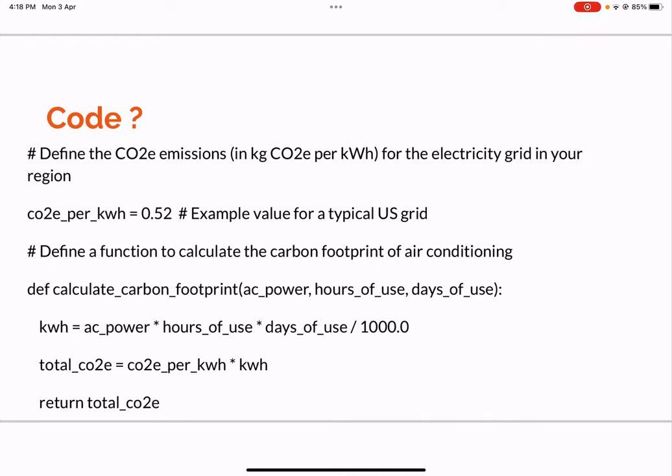So the kWh, the electricity consumed by the air conditioner, is calculated as AC power in watts into hours of use into days of use divided by 1000. Why is the 1000 given? 1000 is to convert the wattage into kilowatts. So this is the code for calculating the electricity consumption. Once you calculate the kWh consumed by the air conditioner, you can calculate the carbon footprint by giving a command: total CO2 equivalent is equal to CO2 equivalent per kWh into the kWh consumed. Once that is done, it will return the total CO2 equivalent.